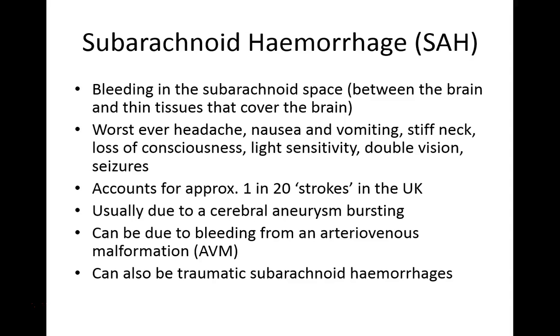And most commonly, these are because of an aneurysm bursting, but you might also have it as a result of a bleed from an AVM or a traumatic subarachnoid hemorrhage. So an aneurysm being a bulge in the blood vessel, and an AVM is more of a tangle of blood vessels, and there's a much higher rate of bleeding in them than a normal blood vessel.